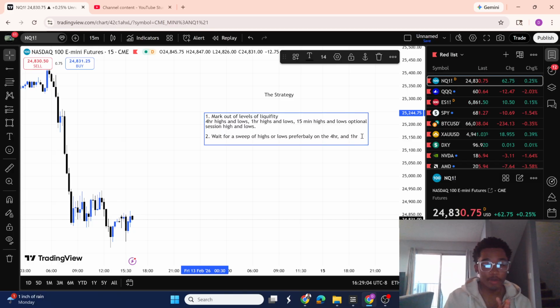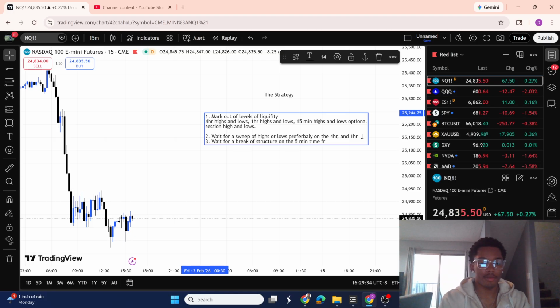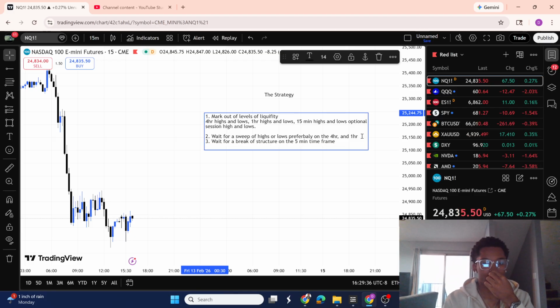Now, once we see a liquidity sweep, we can be like, all right, it's almost that time. So now, number 3 is wait for a break of structure on the 5-minute time frame. Okay, this is very important, so keep this in mind.